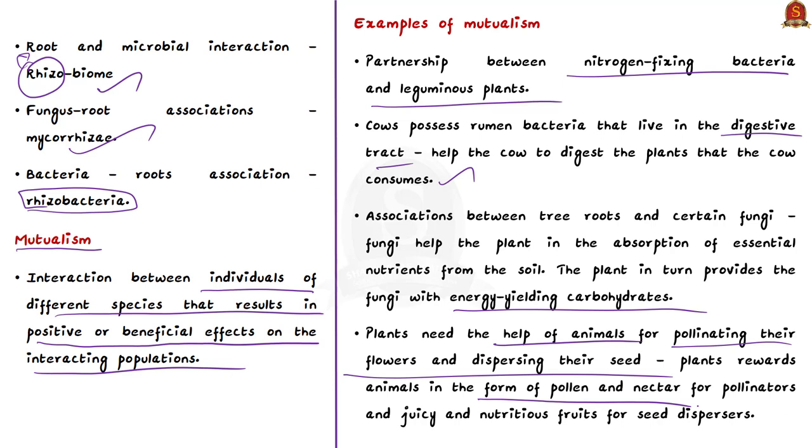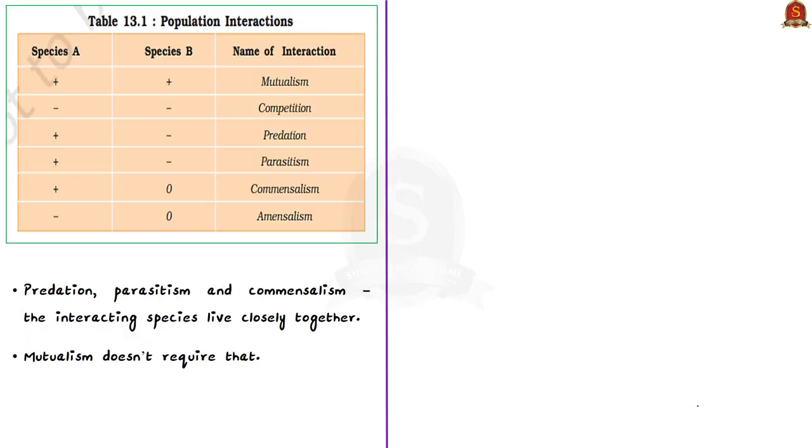See, a closely related concept is competition. Don't confuse this with that. See, in a competitive association, both the species lose. Have a look at this table. Plus means gain and minus means loss. So, we already saw about mutualism. In this, both are plus, which means both the species gain through interaction.